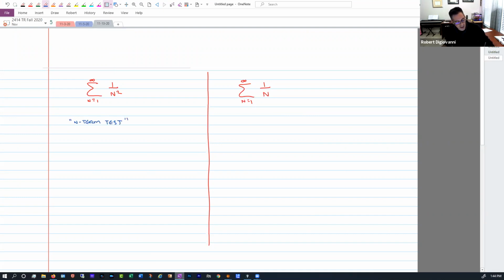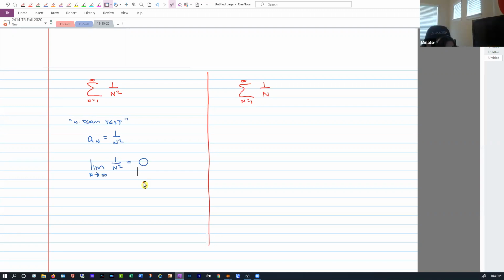So that means I need to take this sequence, a sub n, which for us here is 1 over n squared. I need to take the limit as n goes to infinity of 1 over n squared, and we all know that's just 0, right? So what is our conclusion? This is very important. Inconclusive. Basically, we don't know anything. We don't know if this series converges or diverges.